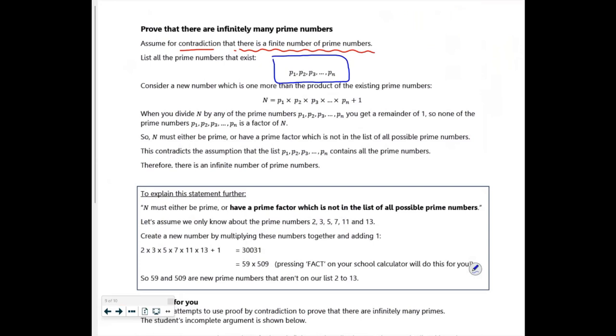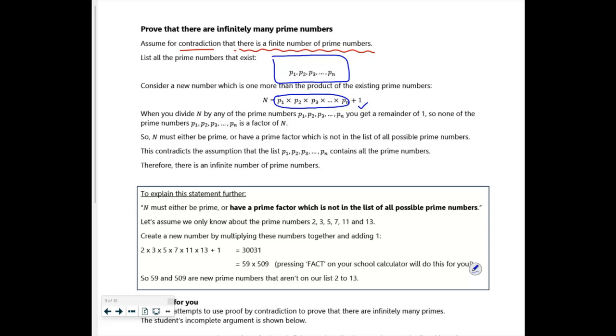So what I do is I multiply them together. Now, if I multiply them together, that number is not a prime number because it'll divide through by any of the prime numbers that I've got. But if I add 1 to it, I create a new number that cannot be divided by any of the prime numbers I had before. So essentially, I have created a new prime number.